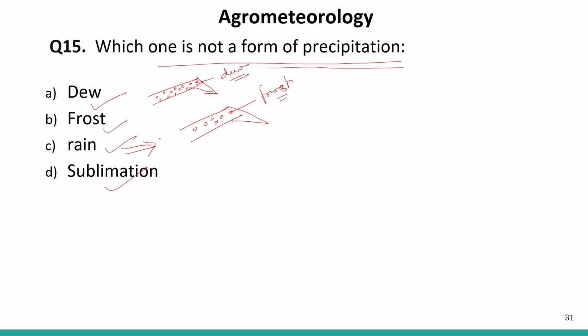Rain is also a type of precipitation, when condensation takes place, okay, the water comes down in the form of rain from the clouds. Okay, sublimation is a type of change when a solid directly changes to a gas. Solid directly changes to gas. So this is not any precipitation phenomenon, right? So the correct answer is sublimation. Which one is not a form of precipitation? That is sublimation. Okay.